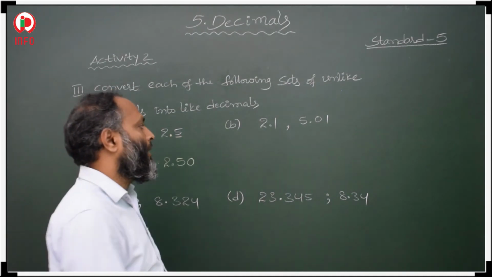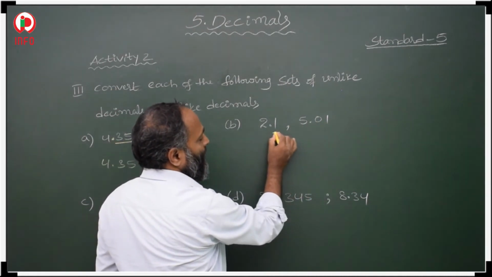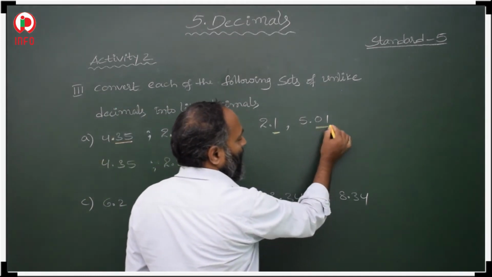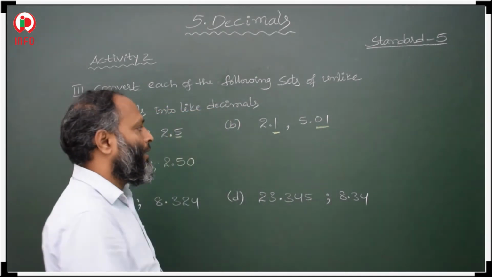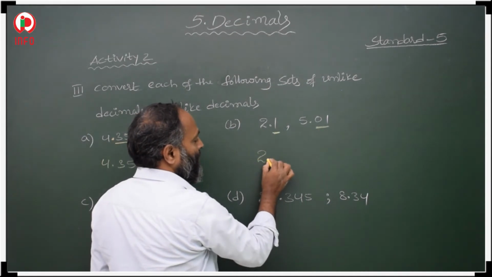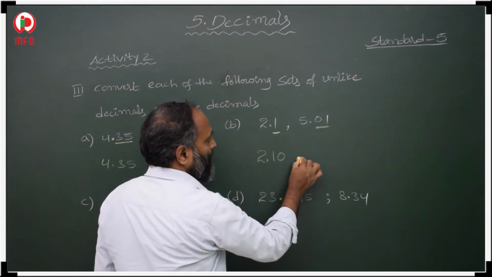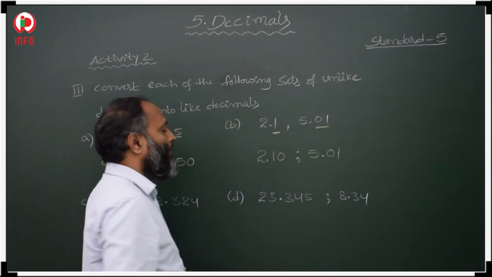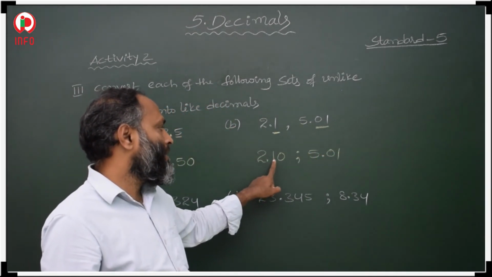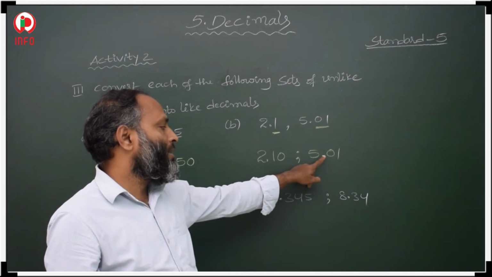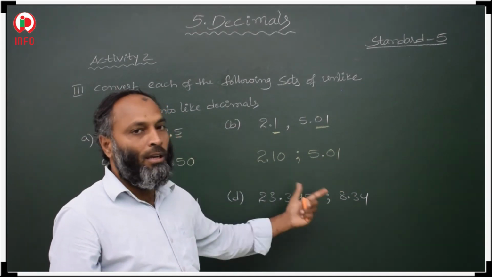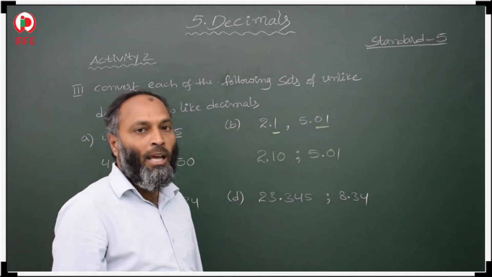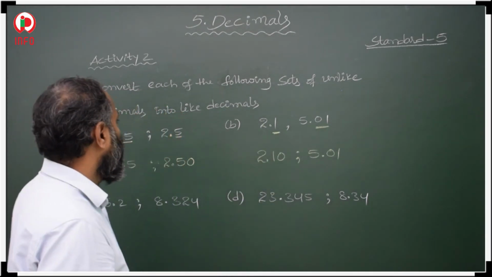Okay. Here how many places are there? Here 1 place. Here how many places are there? 2 places. Then here we keep 1 zero, 2.10, 5.01. Then after decimal point how many places now? 2. After decimal point how many places? 2. Now this set is converted into like decimals.